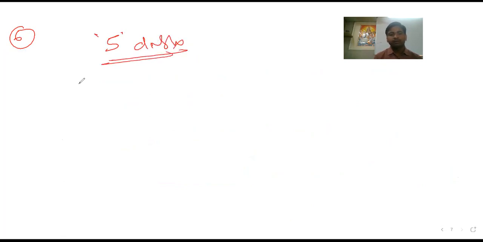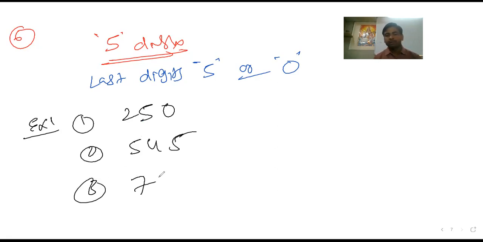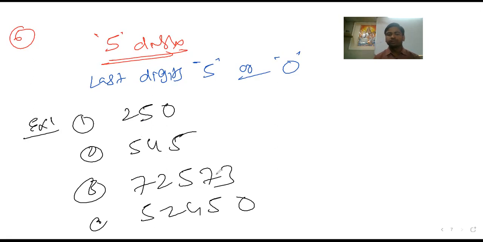The divisibility rule of 5 is: the last digit is 5 or 0. The last digit contains 5 or 0. It's very simple. Example number 1: 250, 545, 72573, 52450. These are the numbers.